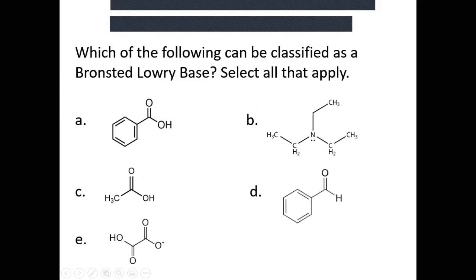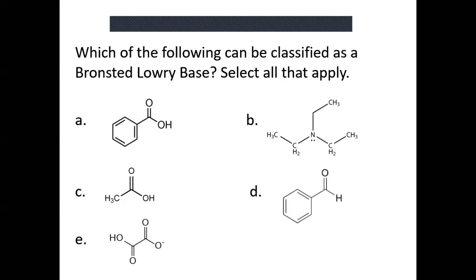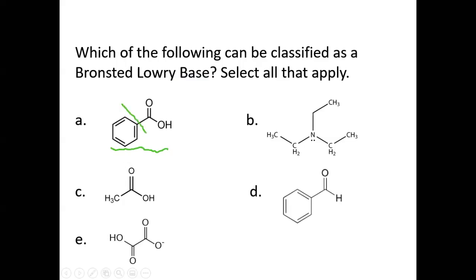And this is just something I wanted to throw out there. So we want to know which of the following can be classified as a Bronsted-Lowry base. Select all that apply. So Bronsted-Lowry bases means that they can accept a proton. So if we look at the first one, benzoic acid, can it accept a proton? And the answer is no. There's nowhere for it to accept a proton.